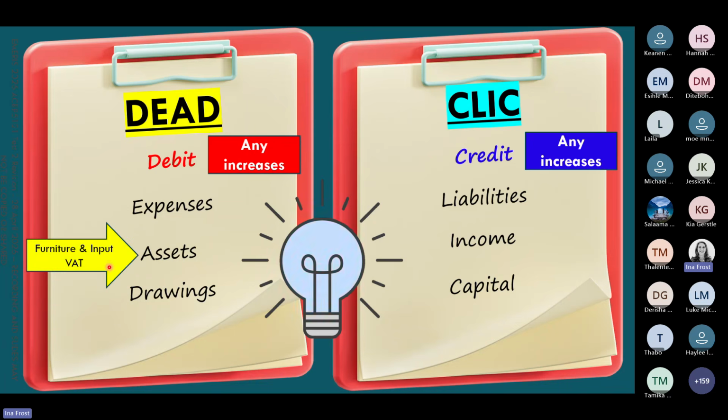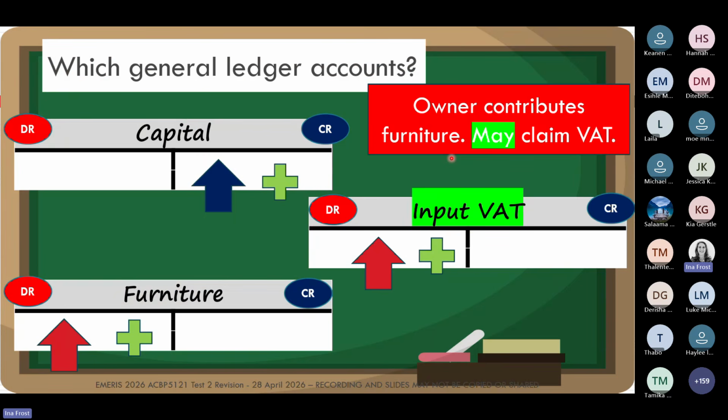So both our furniture and our input VAT are assets, the assets that are going to increase. So we need to debit the accounts. And then we have a capital account that's also increasing. So we have to write it on the credit side. So to show it to you, capital increases on the credit side, input VAT and furniture increases on the debit side.